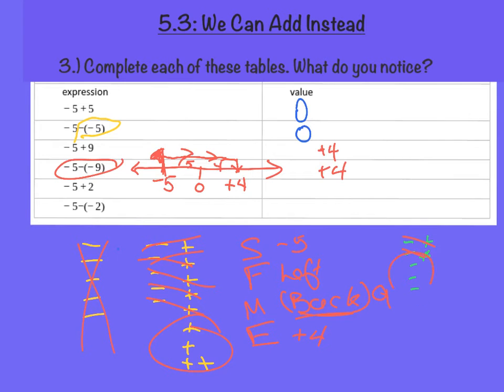0 pairs. I'm left with 3 negatives, which is, of course, -3. And then this -5 minus -2. That's really weird to look at, huh? Let's do this one on the number line as well.